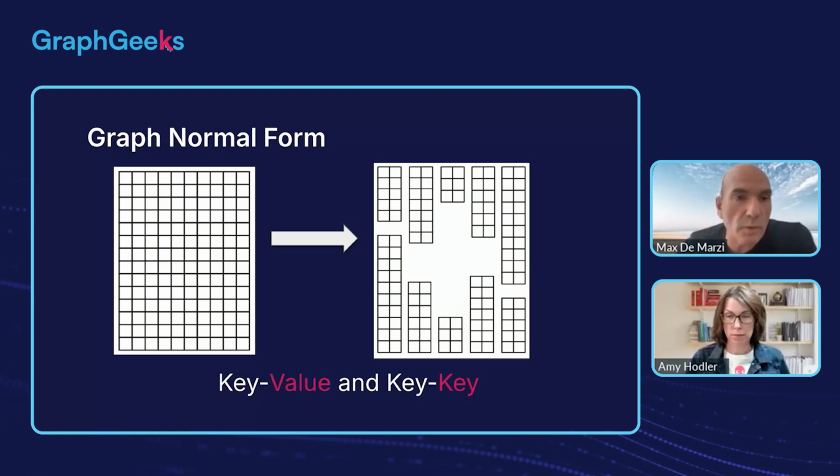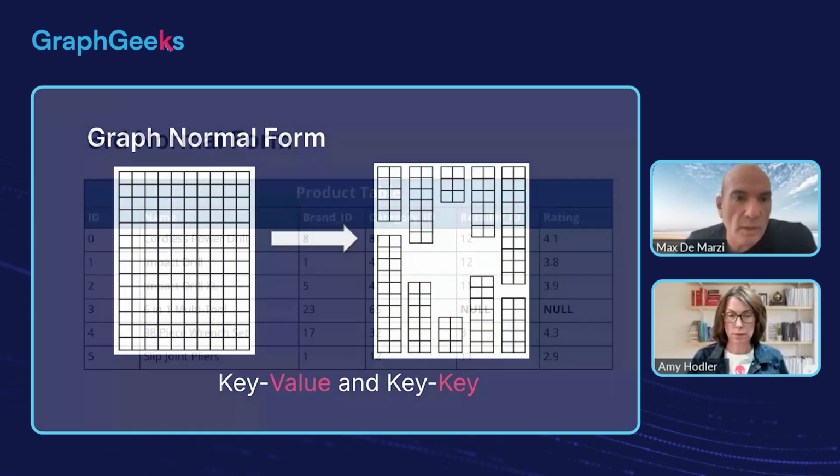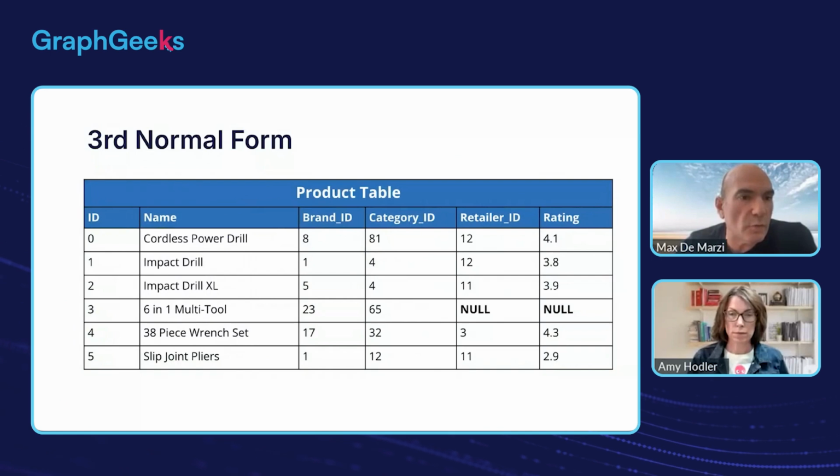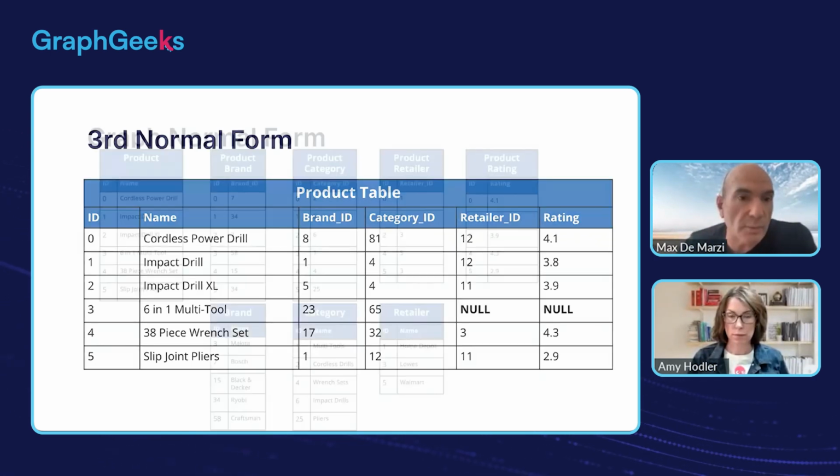That small change. Now, let's look at a more visual example. We have a third normal form product table. We have, once again, our cordless power drill that has a brand, a category, a retailer, a rating, a bunch of relationships and some properties. And we're going to break it up into tiny little pieces.